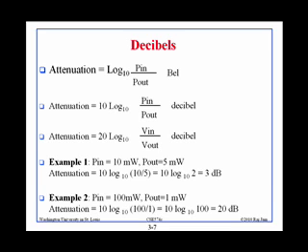Now, however, the Bel is too big, so generally we talk about 1/10 of a Bel, and 1/10 of a Bel is a decibel, dB. So from now on, every time we talk about power, we talk about dB, and dB comes by taking the power, taking a log of it, base 10, and then multiplying by 10.